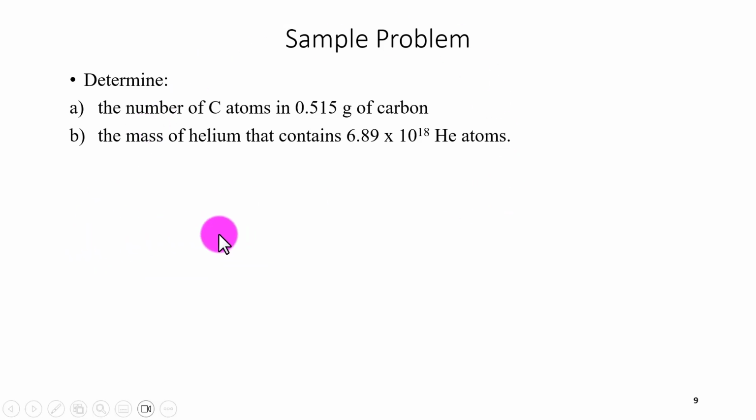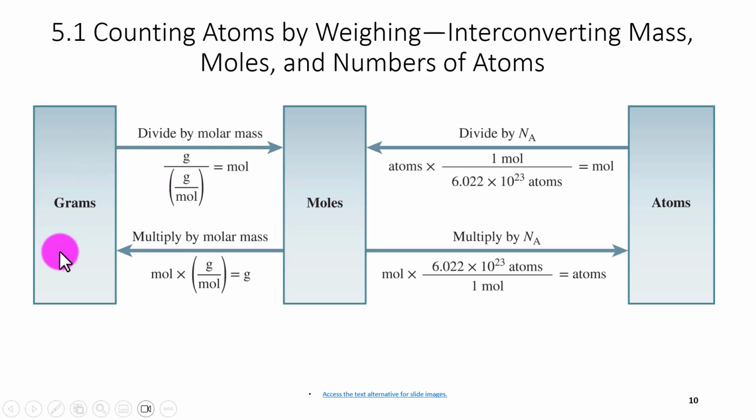Here's a sample problem. I will work A for you, then you can work on B. Determine the number of carbon atoms in 0.515 grams of carbon. Use your little chart. You are starting, so determine first of all, where do you start? You are starting with grams and you are asked to figure out atoms, right? So we are here: 0.515 grams, and we're asked to figure out the number of atoms.